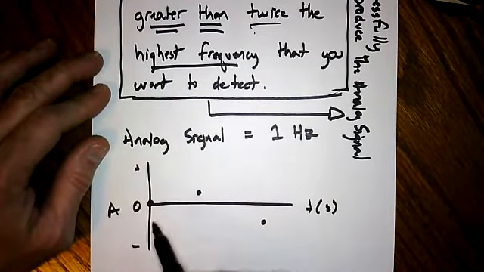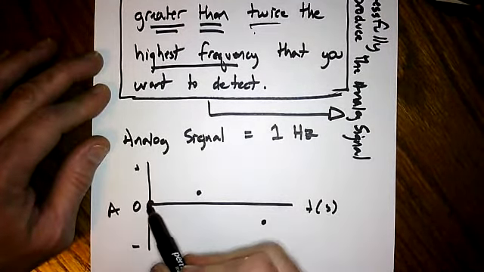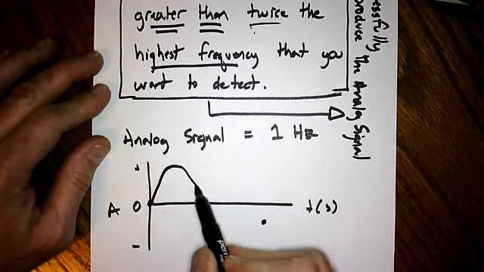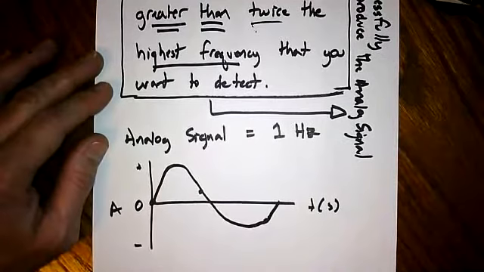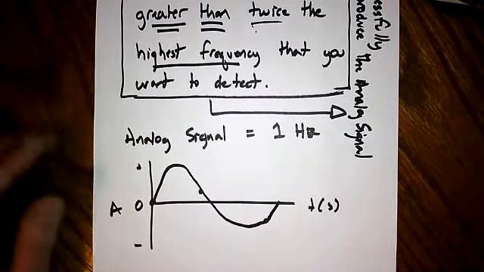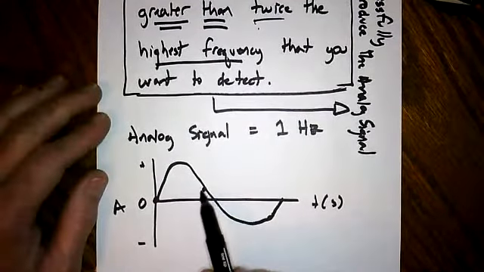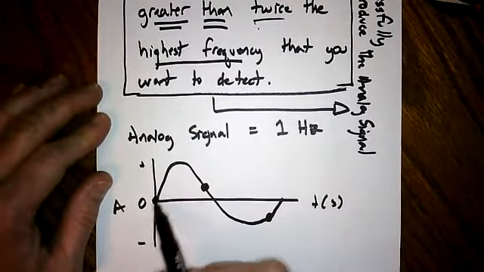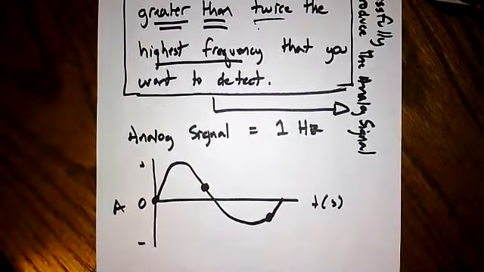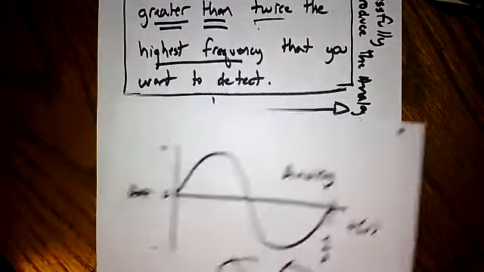Oh, now I got to try it. This is not going to be easy. I may have already messed up. All right, I got to force the signal through those data points. Excuse my artwork, but as long as I have data points that are happening at a rate greater than twice the 1 hertz, I am reproducing this signal.